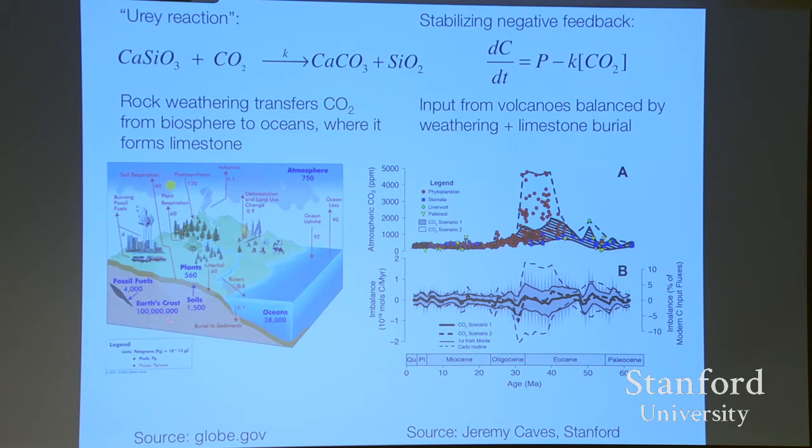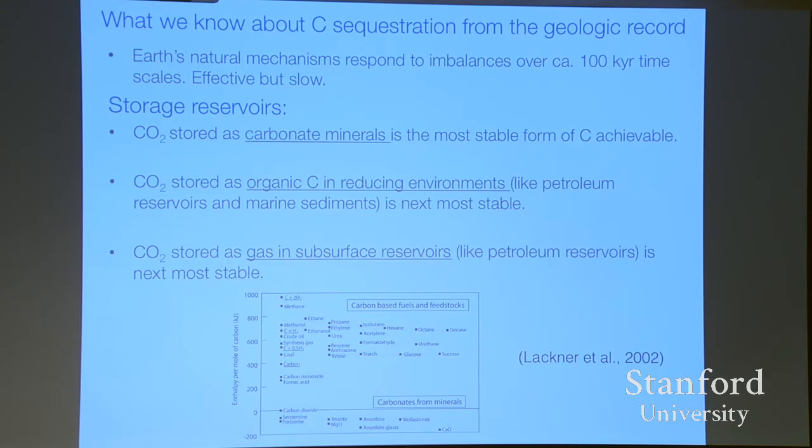The Earth's crust is astronomically big. Much of that is calcium carbonate that's been stored. And then we have fossil fuels, which are a relatively small reservoir. But we can kind of use these to tell us where we should put carbon.